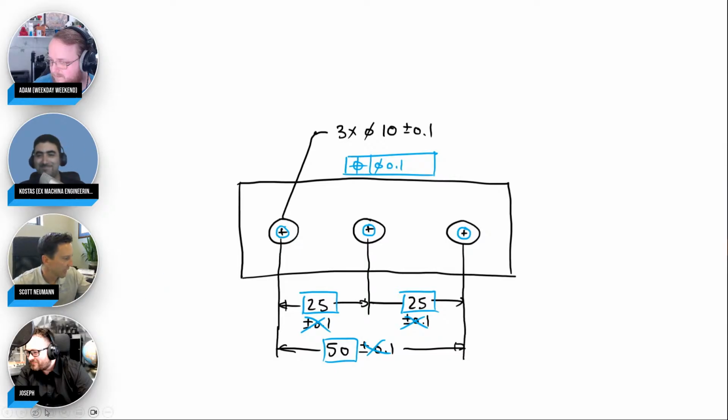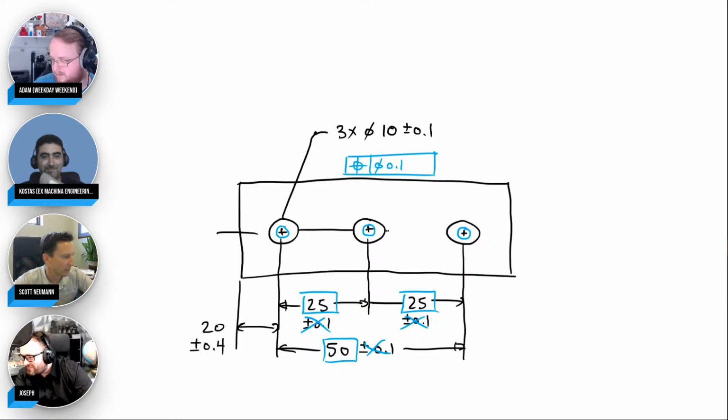Now, remember, the edges really didn't matter. So what we used to do is say the dimension to the edge, oh yeah, that's 20 millimeters, and I don't really care about the edge. So then you give like a plus or minus 0.4 or something. We didn't really care. In the up and down direction, we didn't really care either. So we would give this distance as, let's say 20 millimeters, and then we'd say plus or minus 0.4.